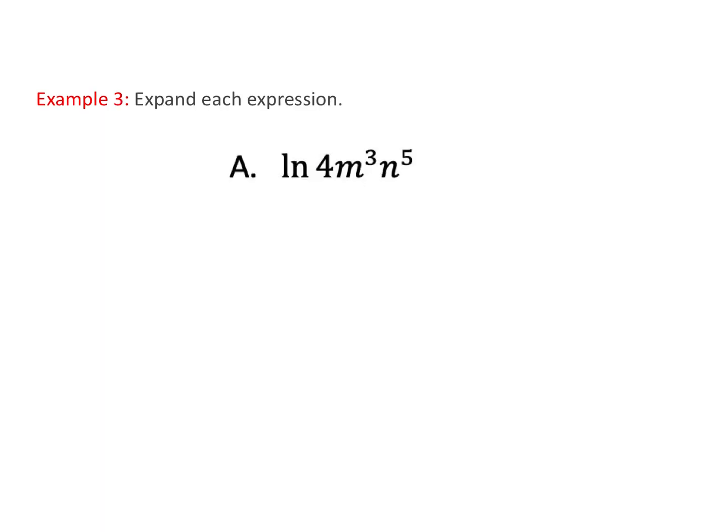This one, I'm going to expand, just showing how to use my rules. So as part of my argument, I see that I can break this into 3. I have 3 factors as part of my argument. So I can use my product rule, which would say the ln of 4 plus the ln of m to the 3rd plus the ln of n to the 5th. So I use some color coding there so you can see which each part breaks into.